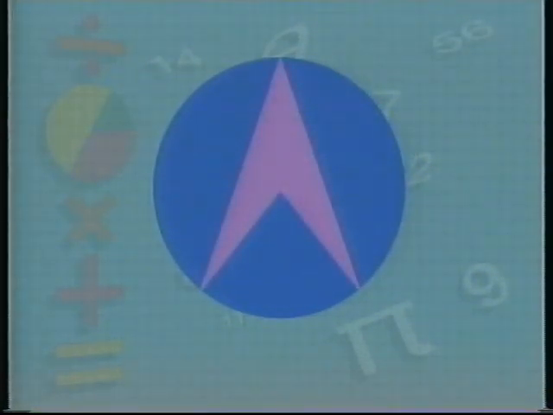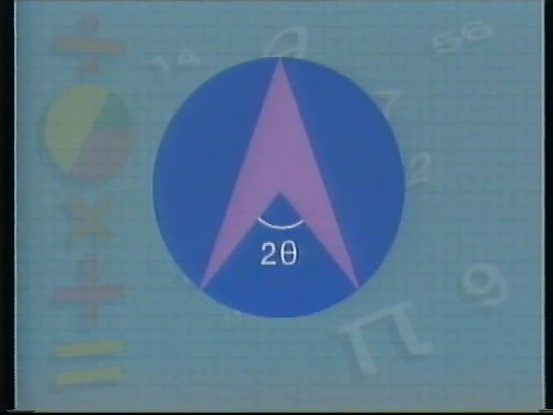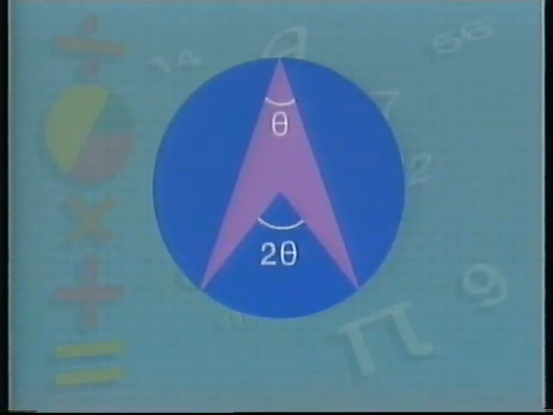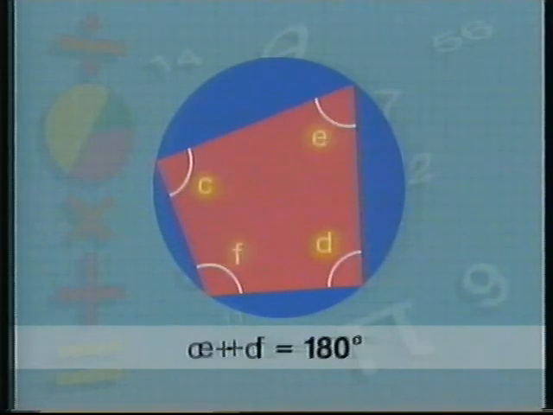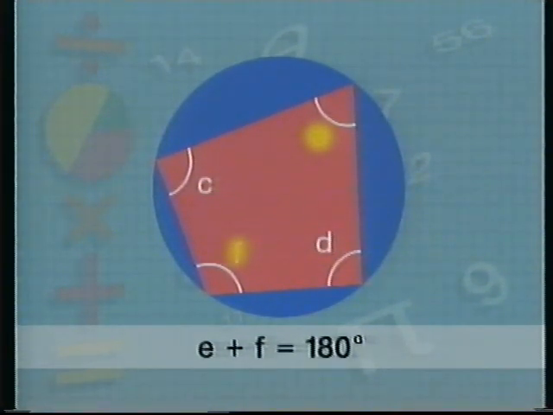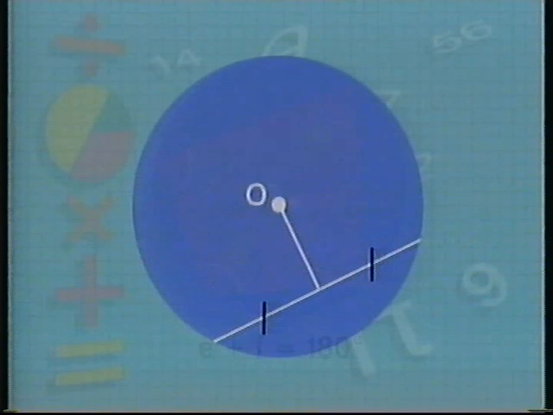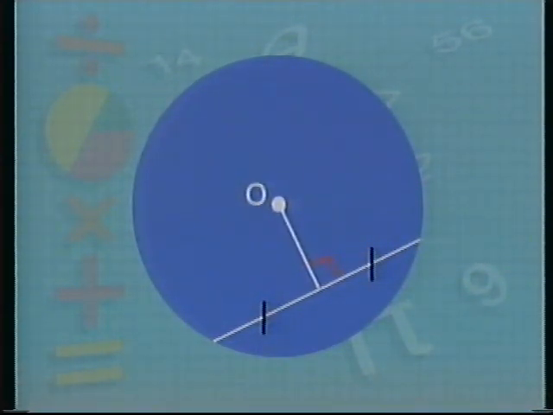The radius to a point of contact of a tangent is at 90 degrees to the tangent. If you see any figure like this, then this angle is always twice this angle. The opposite angles in any quadrilateral drawn in a circle add up to 180 degrees. A line from the centre of the circle is perpendicular to a chord if it passes through its midpoint.